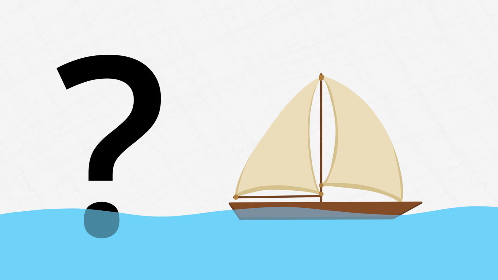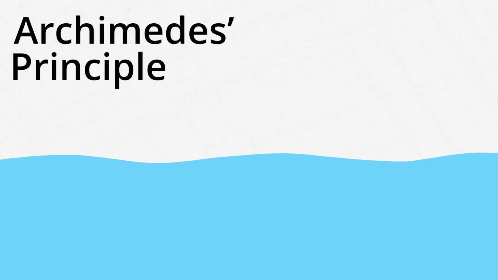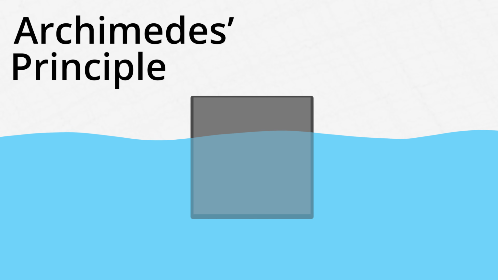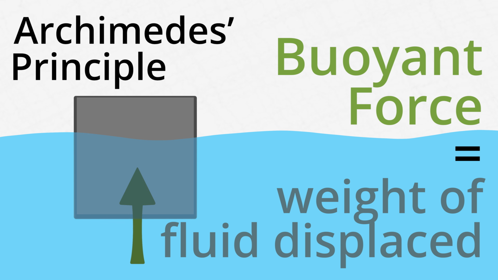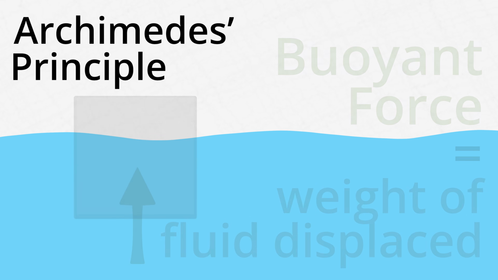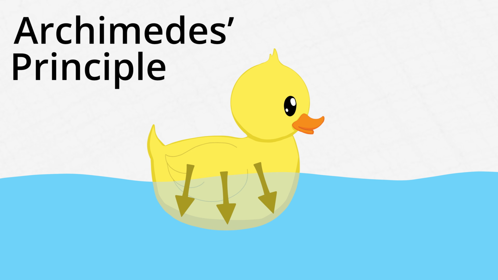Let's start by diving into a question I know I've asked, and you probably have too. Why do boats float? To answer that question, we need to understand Archimedes' principle. This principle states that any object submerged in a fluid experiences an upward force, called the buoyant force, equal to the weight of the fluid it displaces. In simpler terms, when you put something in water, it pushes some of the water out of the way, and the water pushes back.